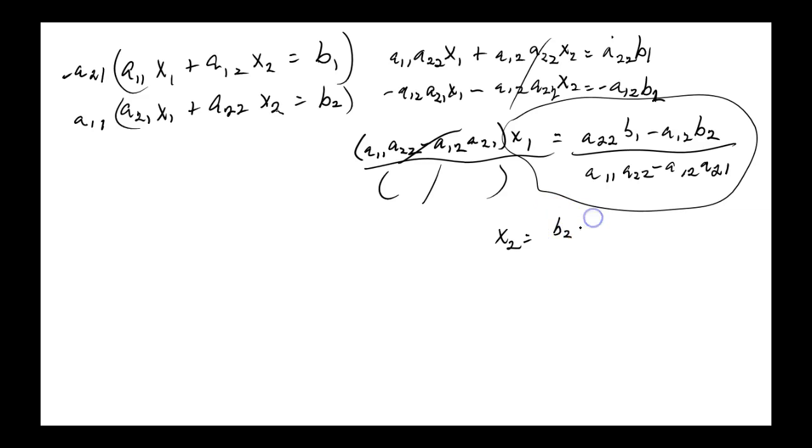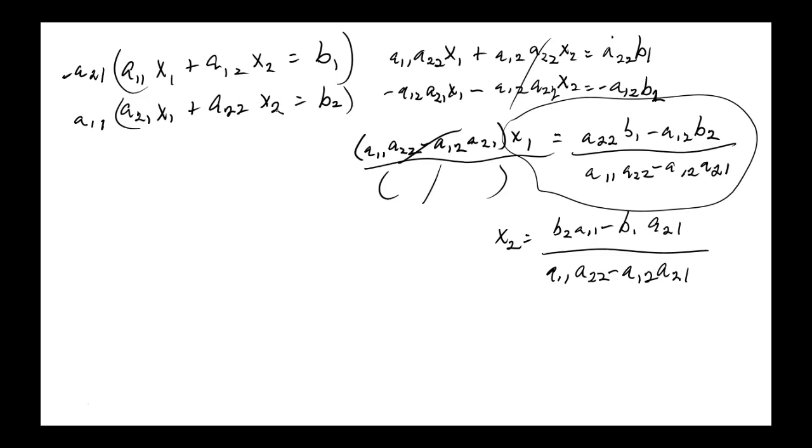B2 A11 minus B1 A21. Okay, and your denominator would be A11 A22 minus A12 A21. Now, those are your solutions for that system.